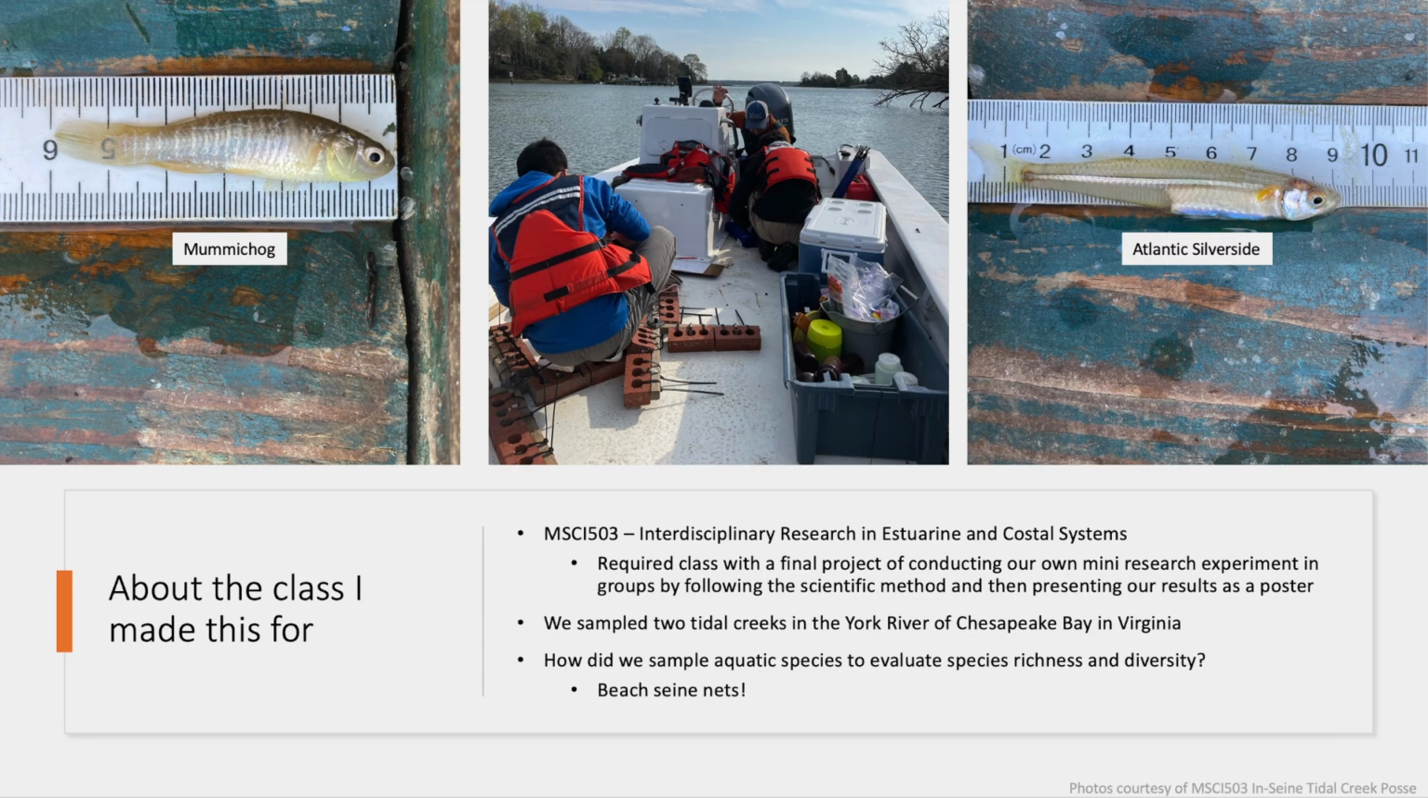These sites are based off of a group project that I did for a class at the Virginia Institute of Marine Science. We wanted to understand the impact of human activity on species richness and diversity. So, the data that the students will be collecting is modeled after our real data from this project. These were actual species that we caught while using seine nets for sampling.